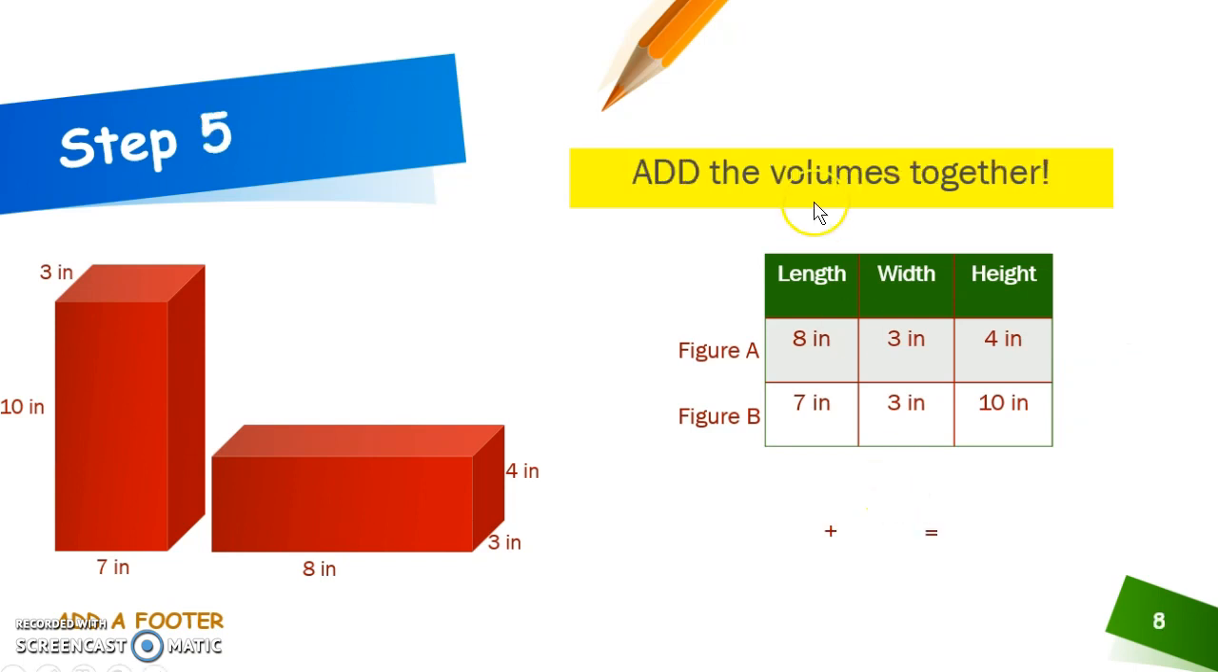Alright, last step, I add the volumes together. My first volume was 96 inches cubed. My second volume was 210 inches cubed. And when I add them together, I get a total of 306 inches cubed. So that means that the total volume for this entire figure, if it were together again, would be 306 inches cubed.